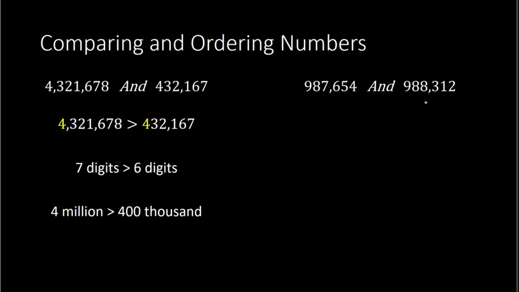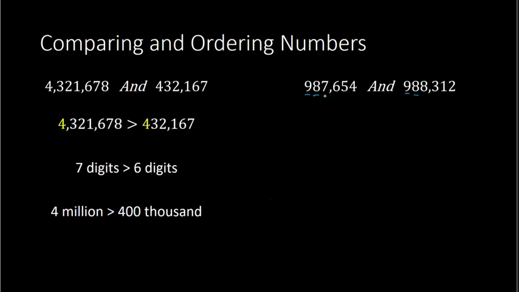987,654 and we have 988,312. So this one's maybe not as obvious which number is bigger because they have the same number of digits. Whereas the first example, it was easier to tell because the bigger number had more digits. So if it's the same number of digits, what I can do is begin looking at the first number. So notice the first numbers are both 9. All right, so that does not help us at all. So let's move on to the next number. The second number for both numbers is 8. So again, those are the same. We can't tell which one is bigger at the moment.